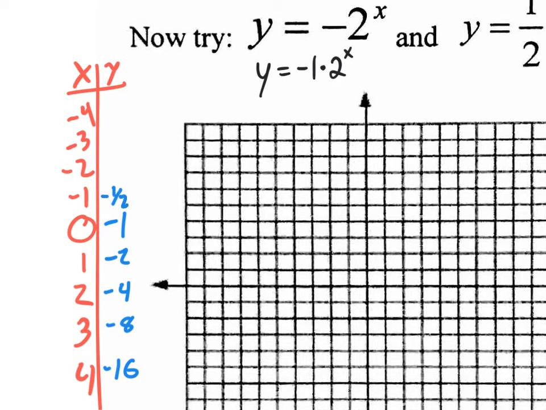And then negative half times half? Negative 1/4. Negative 1/4 times half? Negative 1/8. Negative 1/8 times half? Okay, and we know that it's going to keep getting closer and closer to nothing, right?